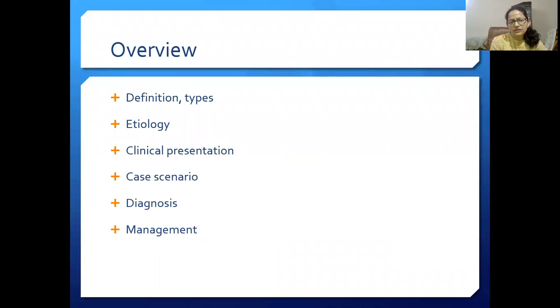We'll be covering the definition, types, etiology, clinical presentation. Then I'll be discussing a case scenario, and then going on to diagnosis and management.